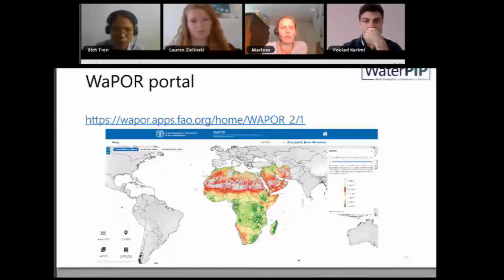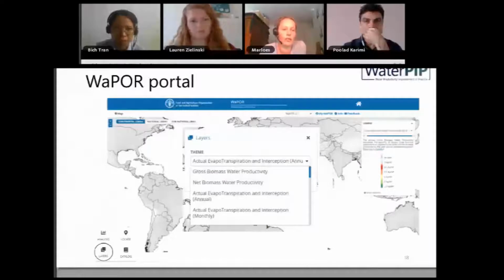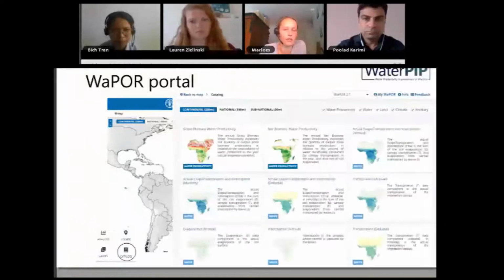So this is one that we already saw. This is the portal that we're talking about, where if you go to the left bottom corner, you have a button that says layers, and you can select the different layers and the different information that is available. So you can get it visualized on your screen for the different layers. So that's how you find the different layers.